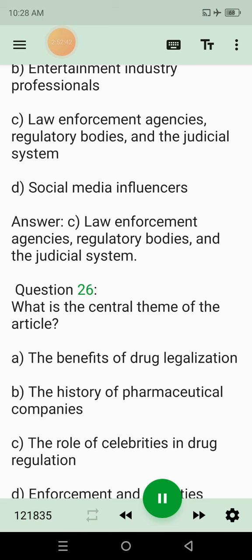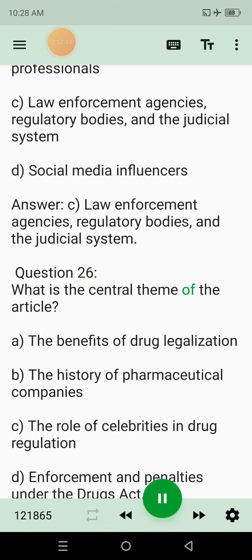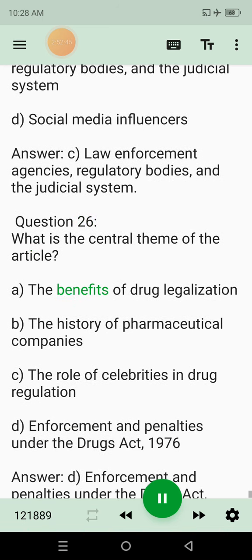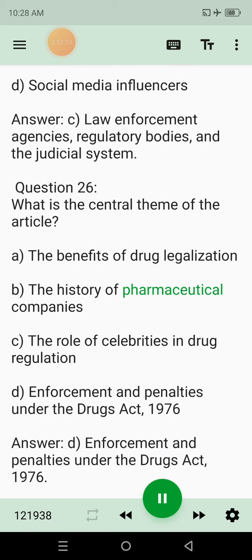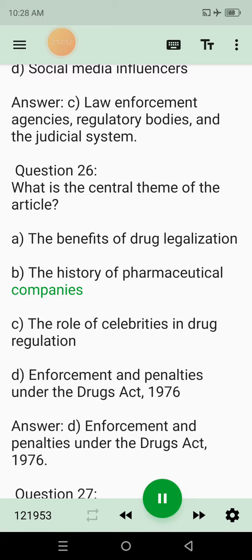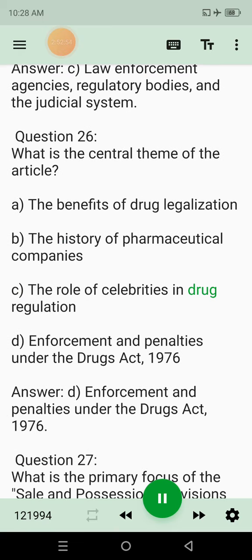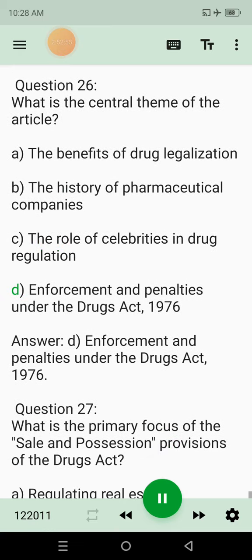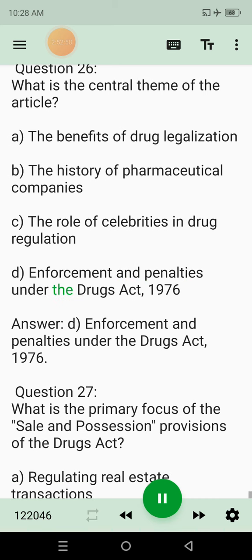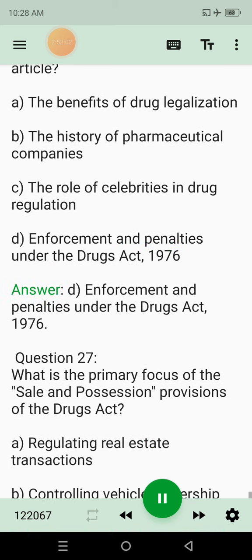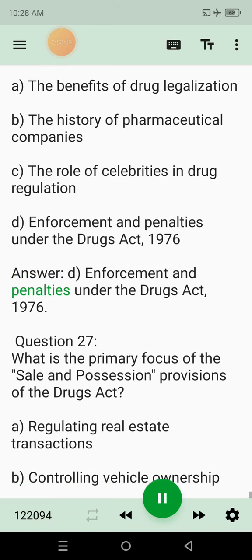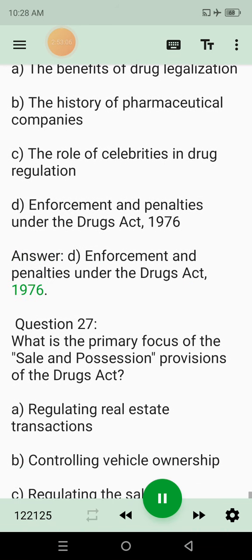Question 26. What is the central theme of the article? A. The benefits of drug legalization. B. The history of pharmaceutical companies. C. The role of celebrities in drug regulation. D. Enforcement and penalties under the Drugs Act, 1976. Answer: D. Enforcement and penalties under the Drugs Act, 1976.